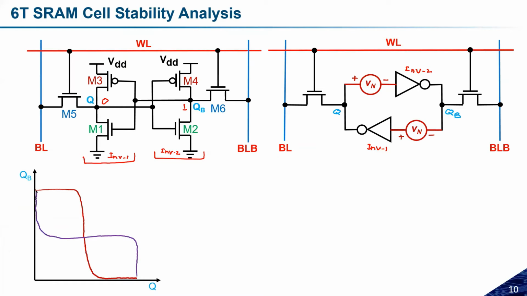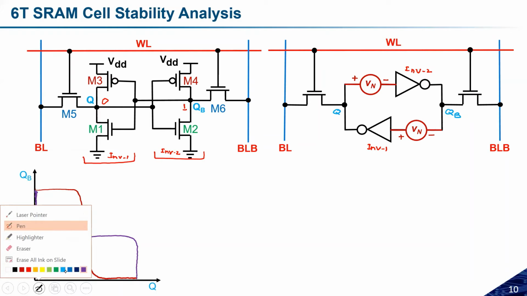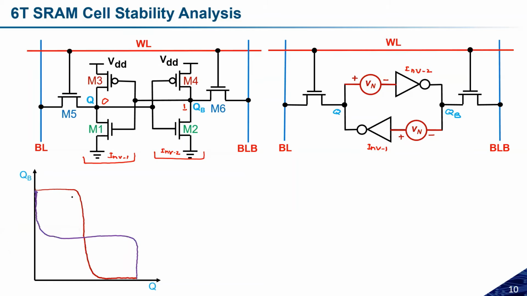So the second one will be something like this. This is the butterfly curve which we have drawn, and I just told you before, if I have to calculate the noise margin, this is how we simply need to find the maximum size square that can fit into the measure lobe. This is what is called the hold static noise margin.